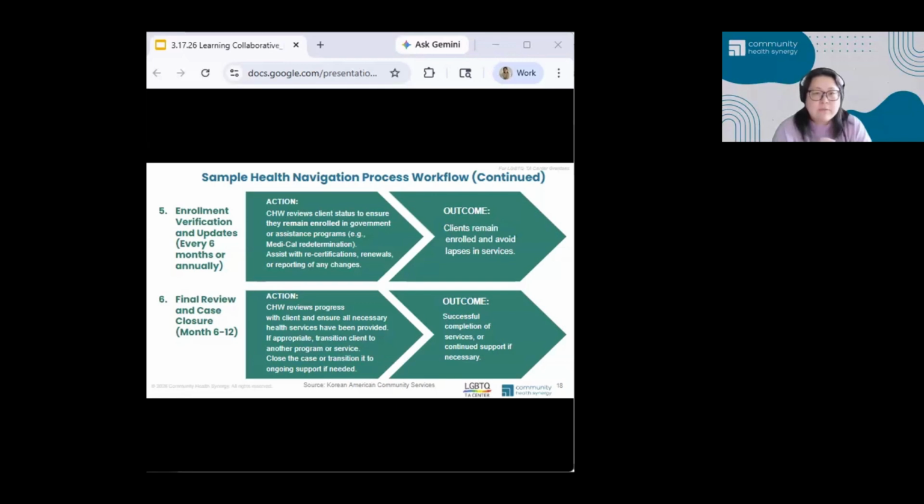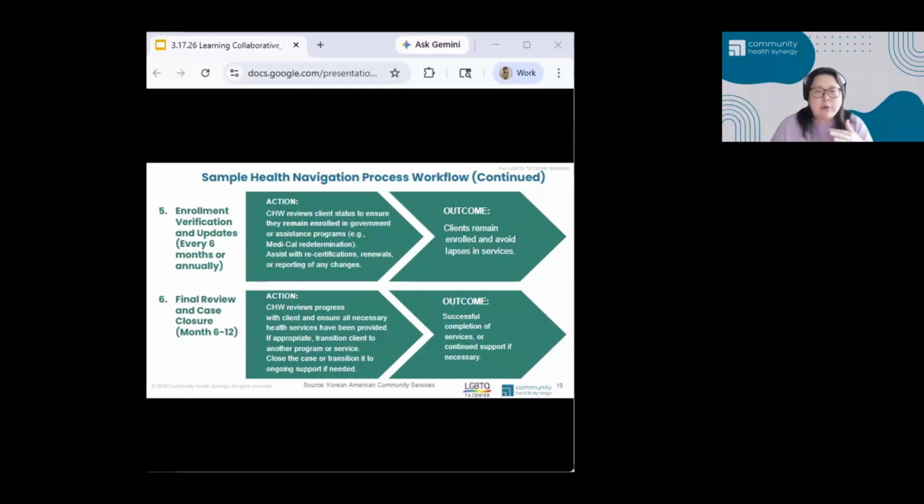And then lastly, there is final review and case closure. So when you review the progress of your client, ensure that all necessary health services have been provided, you can transition the client to another program. So often, people start with a CHW benefit and then go to another Medi-Cal service, such as enhanced care management or community supports, or sometimes it's the reverse.